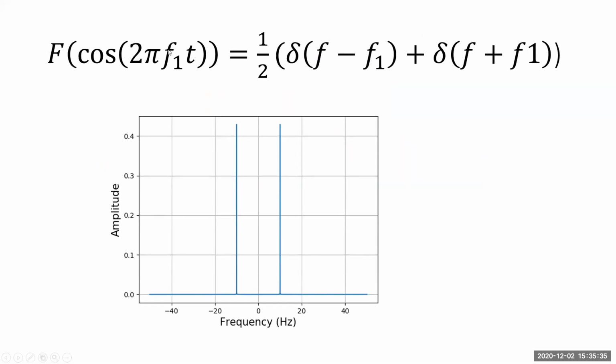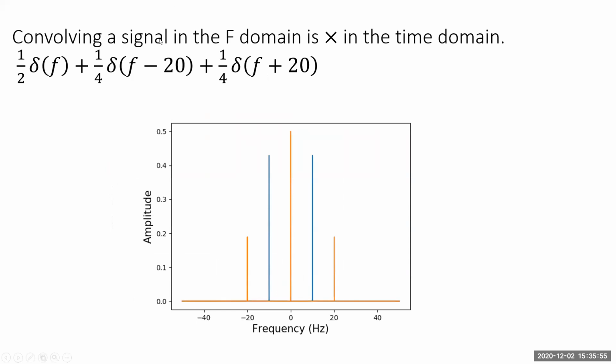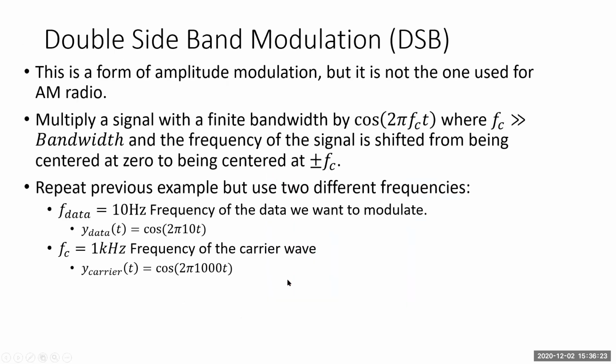So what is my cosine? It's 1/2 a delta function plus the frequency, minus the frequency, because the minus puts it greater than 0, the plus puts it less than 0. So now I want to multiply a signal, which will be convolving in the time domain. And you can see that I have this signal here and it's splitting it apart, okay?